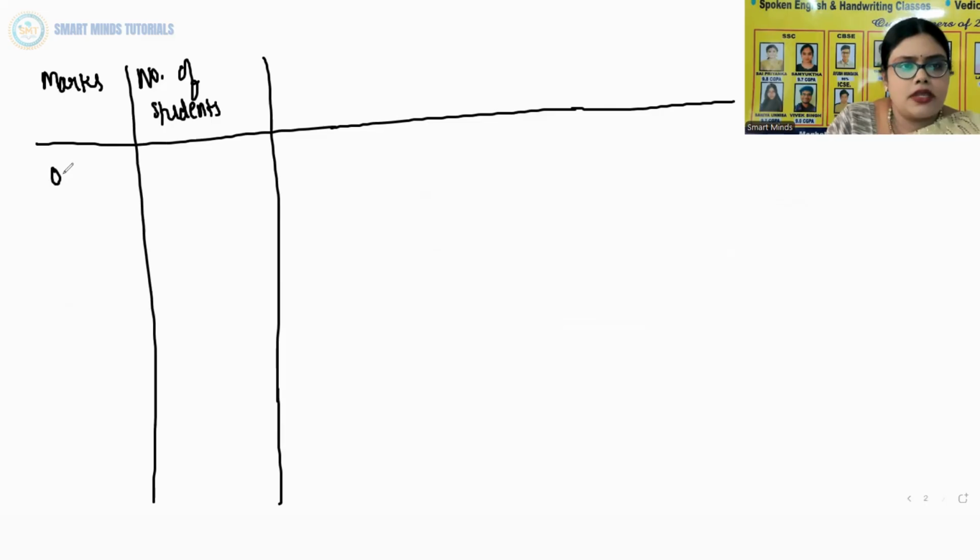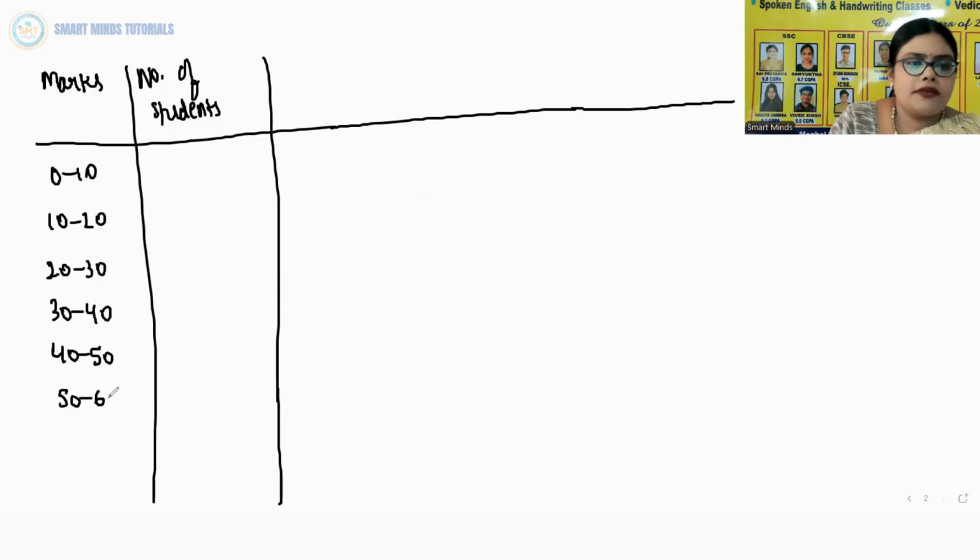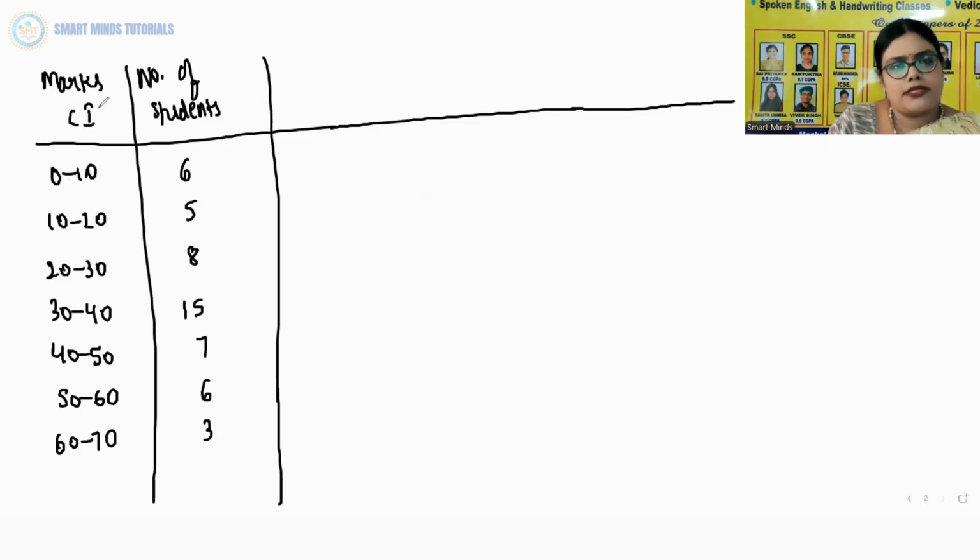So marks is 0 to 10, 10 to 20, 20 to 30, 30 to 40, 40 to 50, 50 to 60, 60 to 70. And in number of students, you have 6, 5, 8, 15, 7, 6, 3. So whenever a range like 0 to 10, 10 to 20 is given, that is called class interval. And number of something is given, that is always Fi. Now we need to find out Xi. So find the mid values to get Xi.